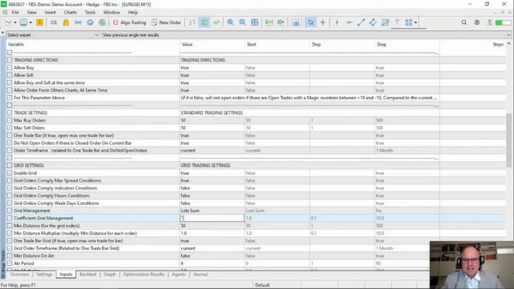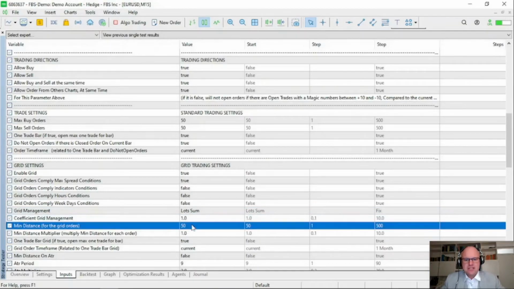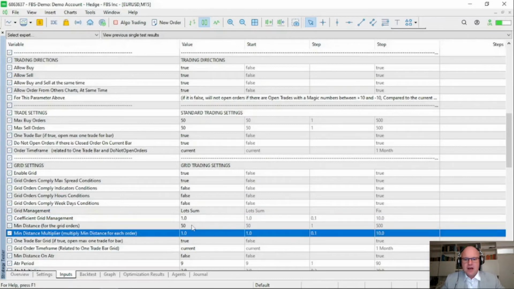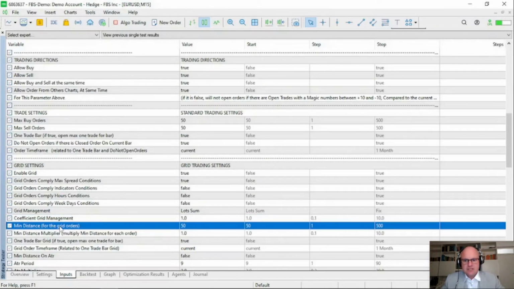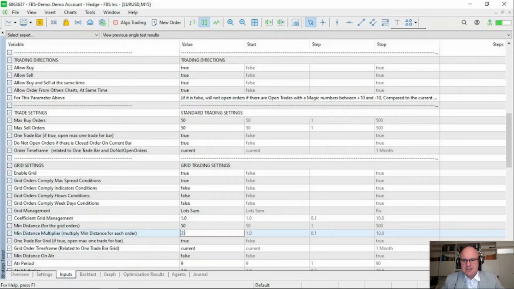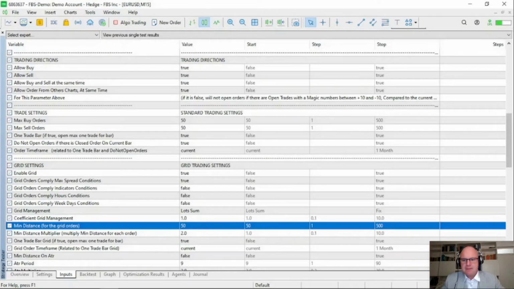Now that we've taken a look at the different grid management options that determine your lot size, I'm going to show you the minimum distance for the grid orders option and the minimum distance multiplier. The lot sum for grid management is the default option, so we will be using that to determine our next parameters. So when we have it set to lot sum, I'm going to now change the minimum distance multiplier.